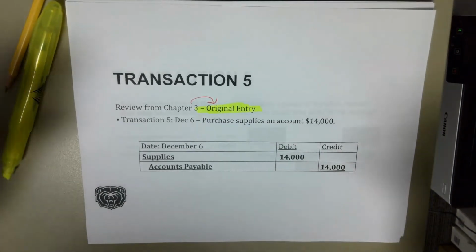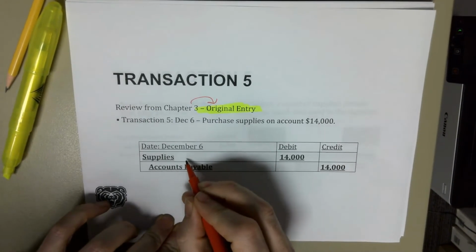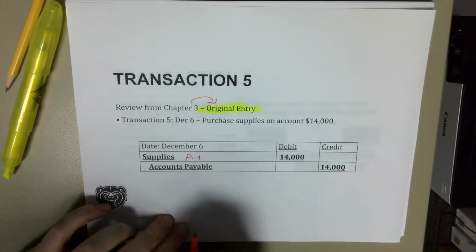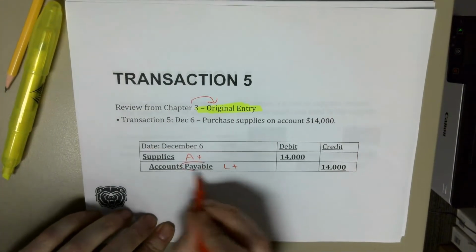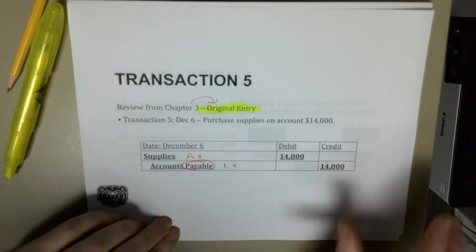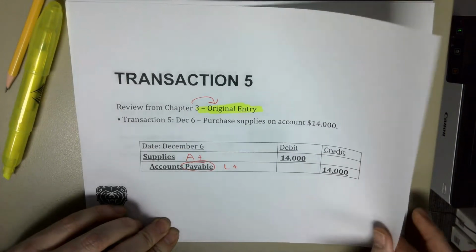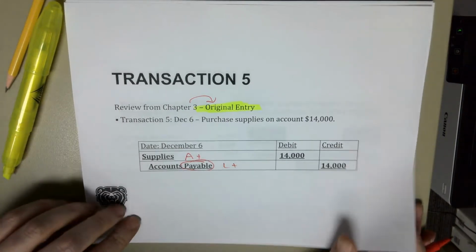Okay, so the journal entry we know is correct here. We had an increase to an asset, the supplies account, and we had an increase to the liability, our accounts payable. We knew it was a liability because it says payable, right? So we purchased supplies on account for $14,000. This is all well and good. We talked about this in chapter 3.